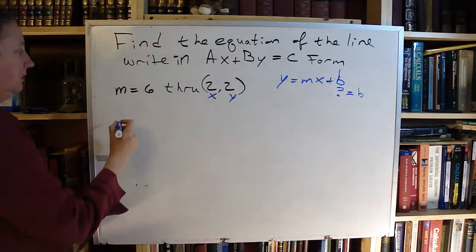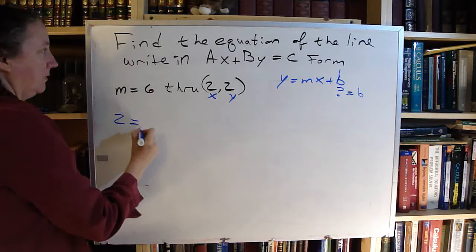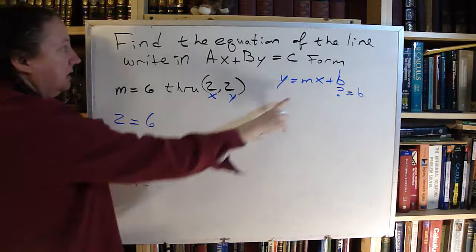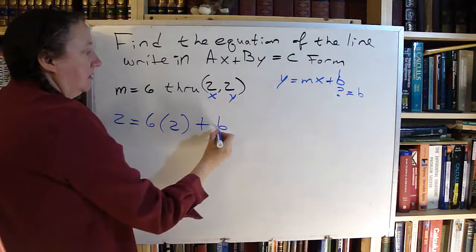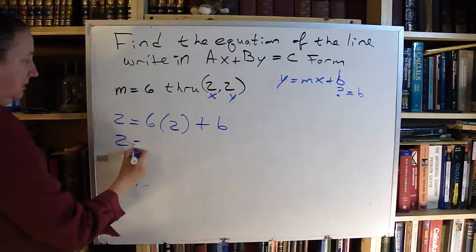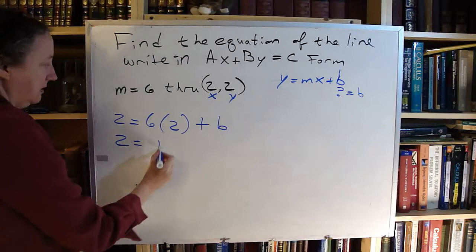So we have y equals, 2 equals m, 6, times x, times 2, plus b. Straightening it up, simplifying each side. 2 can't be simplified. 6 times 2, I can do that. I get 12 plus b.